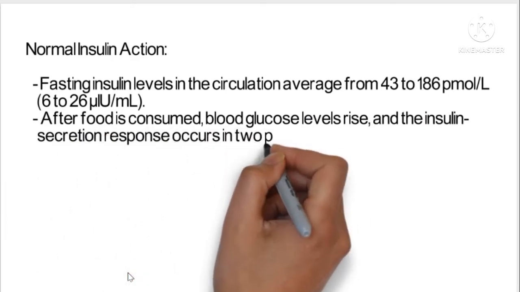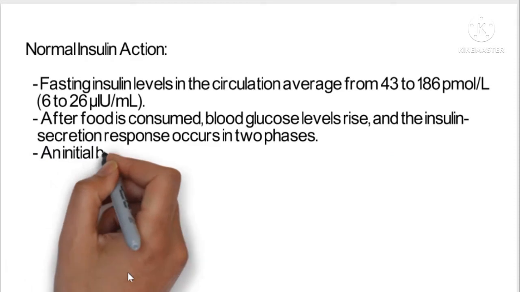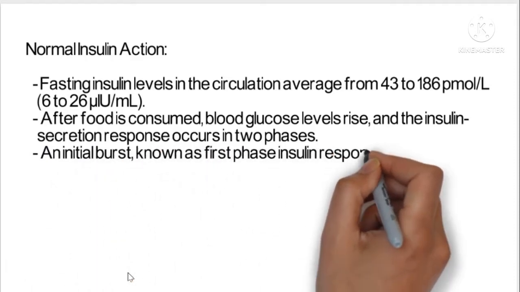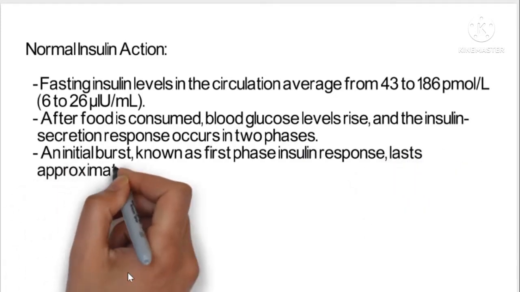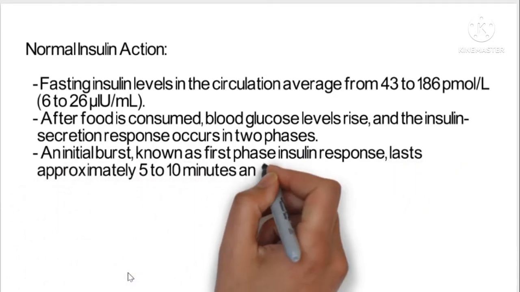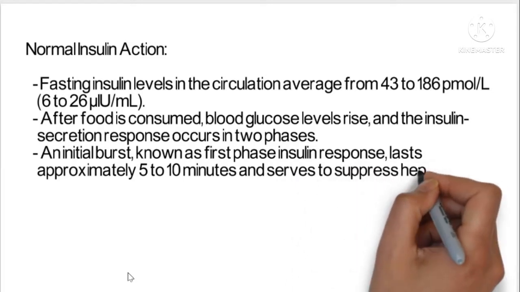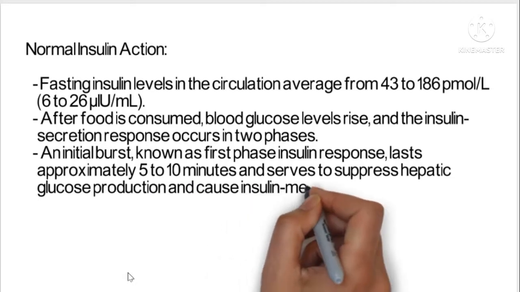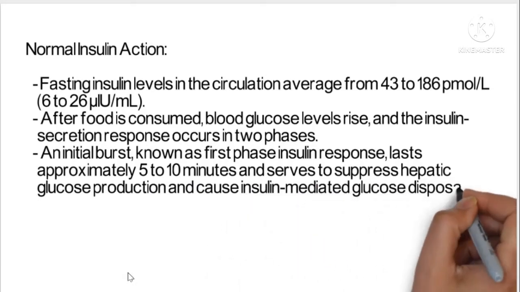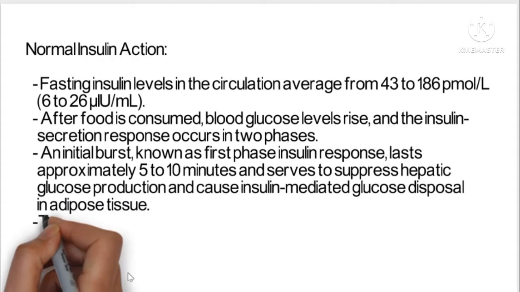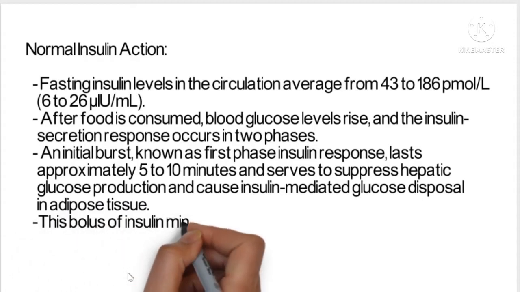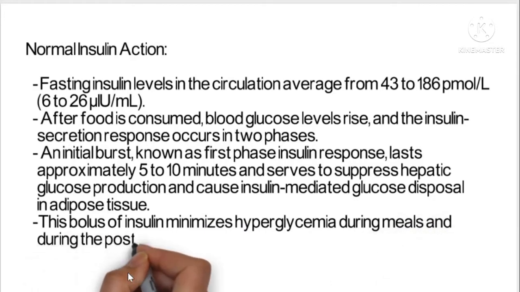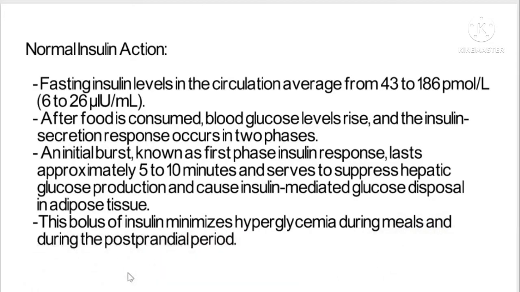In the initial burst, this is known as first phase insulin response and it lasts for approximately 5 to 10 minutes and this suppresses hepatic glucose production and causes insulin mediated glucose disposal in the adipose tissue. This means the glucose production from the glycogen in the liver will stop and the glucose will move to adipose tissue. First phase insulin response minimizes the hyperglycemia during the meals and during the postprandial period.